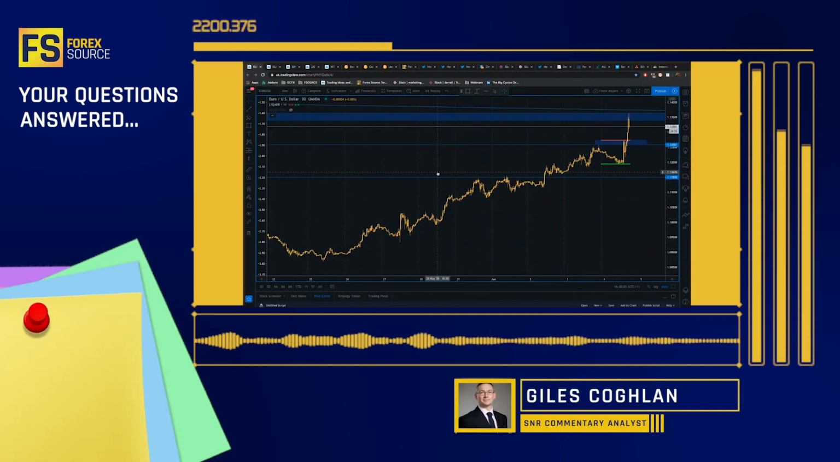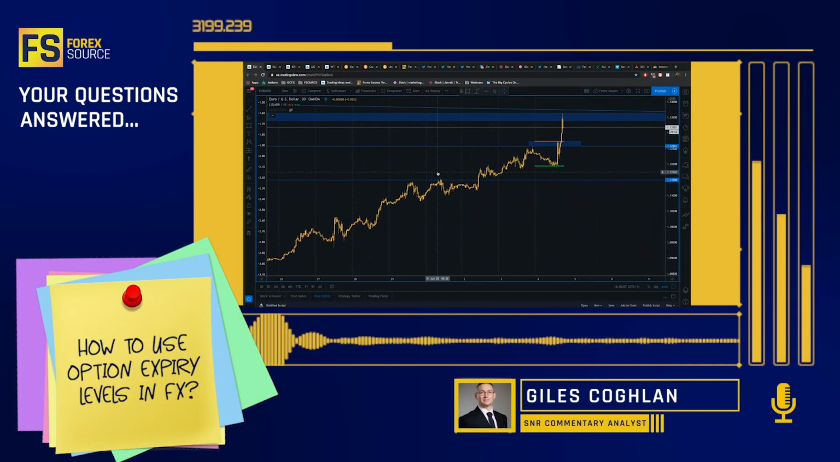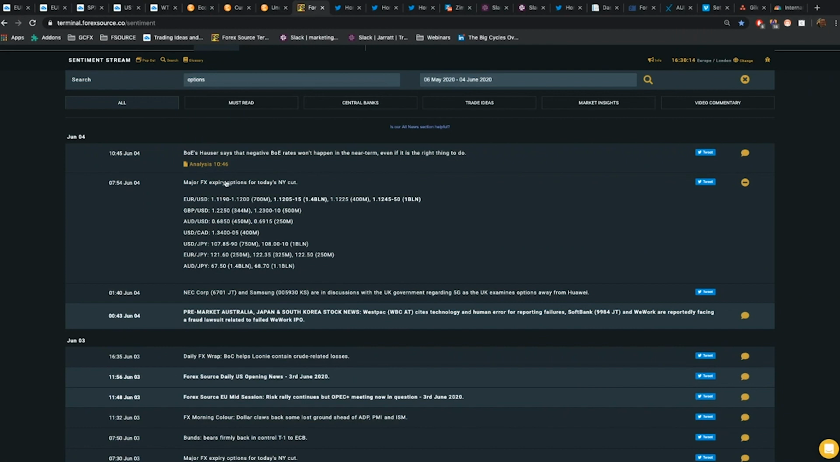Just had a question about how to use option expiry levels in FX. Now, if you just take a look at the feed, you will see that each day the major FX expiry options for the New York cut are given. So let's take an example for today in the Euro US dollar pair.